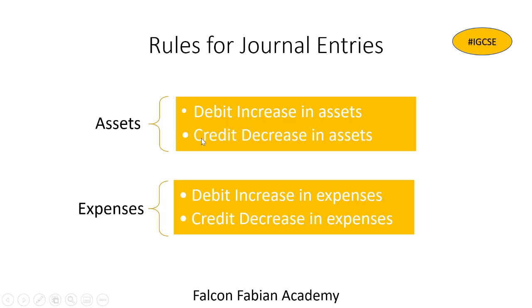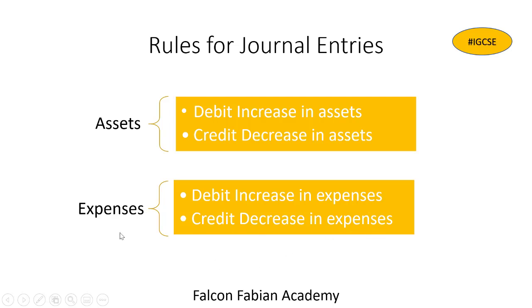So the rule for assets is debit increase in assets and credit decrease in assets. So whenever a business buys assets, there is an increase in assets in the business. So purchase of assets is debited, and whenever a business is going to sell its assets, then decrease in assets would be credited.